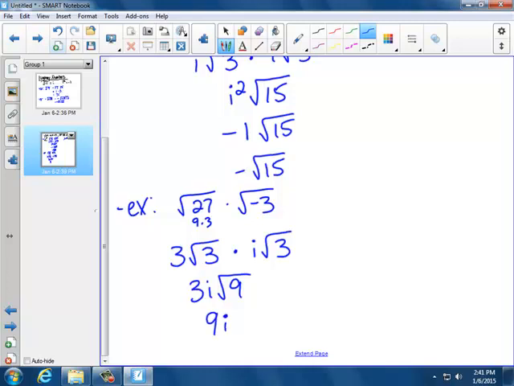I could have done that a few different ways. I could have done the 27 times 3 and then pulled out the i, but either way, I should end up with 9 and still an i there. Notice there was just one negative in the square root, so we would end up with an i.